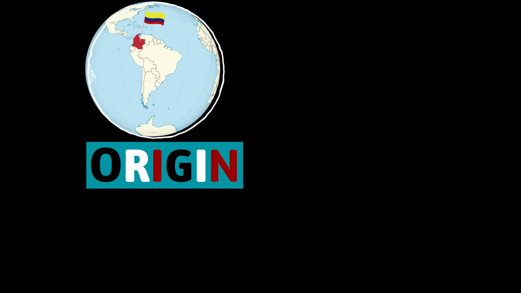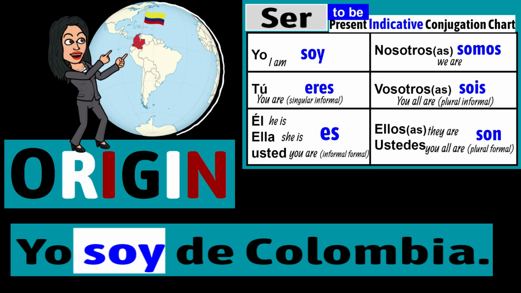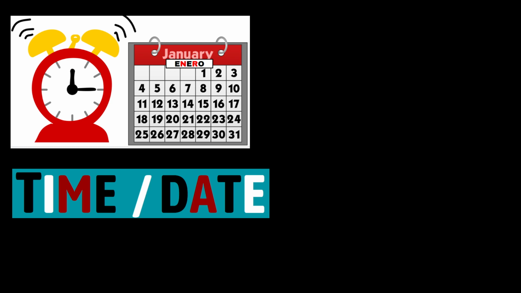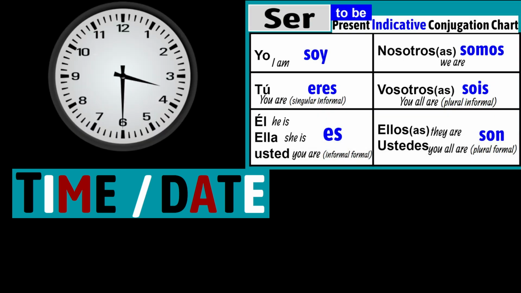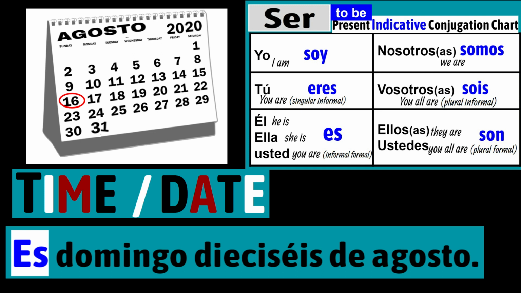Use ser to talk about origin. Yo soy de Colombia. Use ser to talk about time and date. Son las 3:30. Es domingo 16 de agosto.